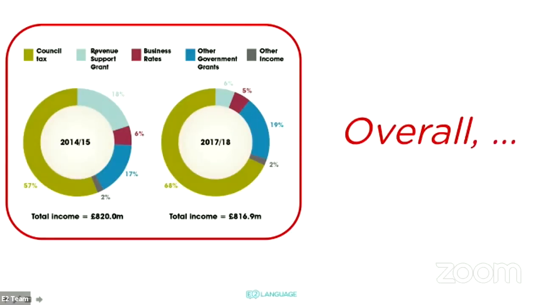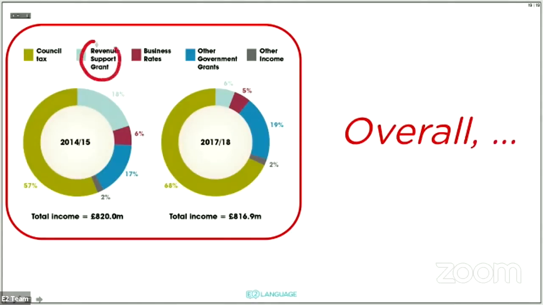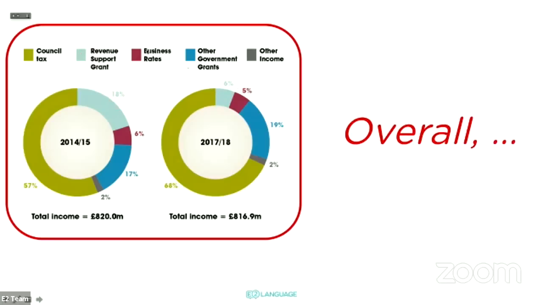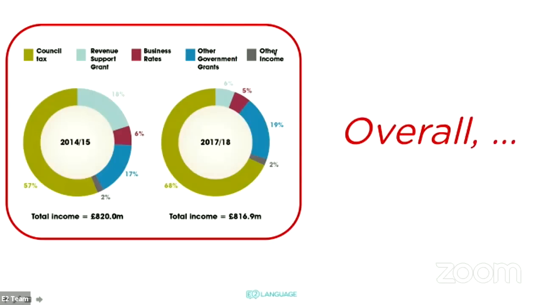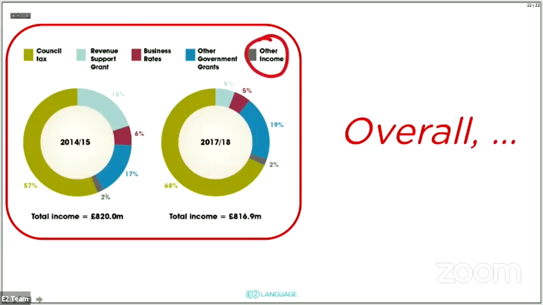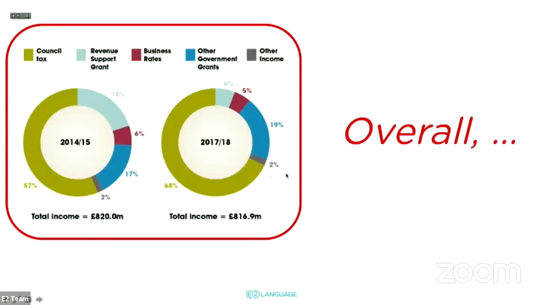What else have we got? Let's look at the next one, which is revenue support grant. It went from 18 to 6, so there was a decrease there. Fine. What about this one here, business rates? Well, it went from 6 to 5, a small decrease. What about other government grants? Well, this went from 17 to 19. It's a small increase. And then what about this one? Other income went from 2 to 2. Well, in fact, it remained stable.